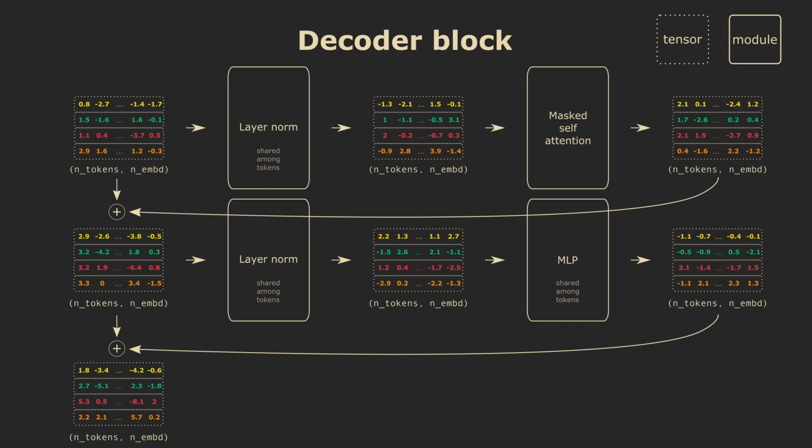The input tensor has a shape, number of tokens times number of embeddings. First of all, we run it through a layer normalization module, and note that similarly to the linear layer we have seen before, we actually reuse the same layer normalization for each token. The output tensor has the same shape as the input tensor. Then our tensor continues to the masked self-attention module. The resulting tensor is then summed with the very initial tensor, or in other words, the first row of this diagram is a residual block. Then again, we apply layer normalization, and finally we apply a multi-layer perceptron. Again, we sum the result with the starting tensor. And that is our decoder block.